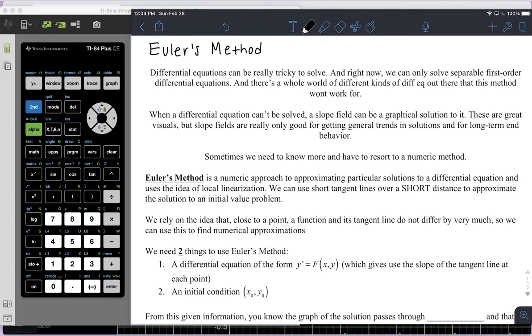In other words, a short distance, right? So we have a small delta x. You're not going to be approximating changes over even a whole number step, right? We're not looking at that big of steps. We want to look at small changes.